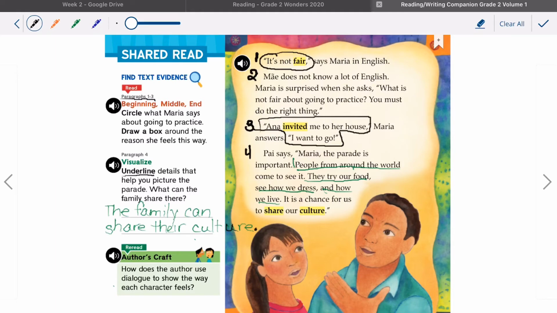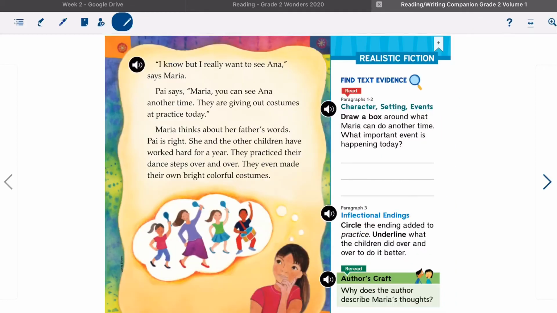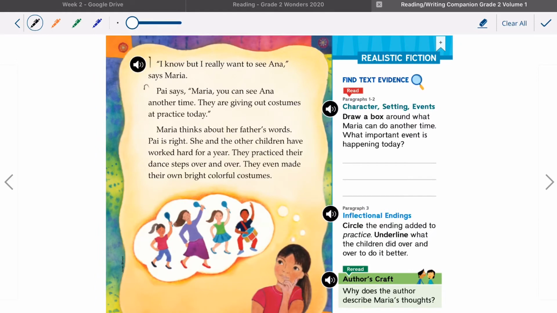Remember to pause the video if you're falling a little bit behind. Let's turn the page. Once again, we start by numbering our paragraphs. And in paragraphs 1 and 2, we're going to draw a box around what Maria can do at a different time. And we need to write about what important event is happening today. So, what can she do at a different time? And what event will happen today?